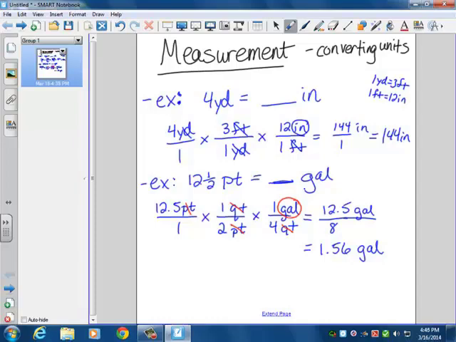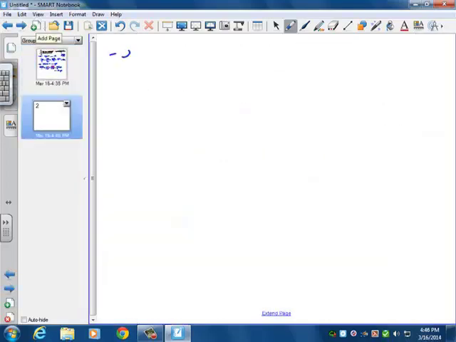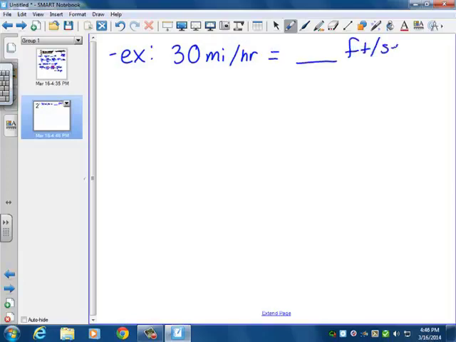Okay, so let's jump to one that's a little trickier. This one's going to be a little bit more involved. And now you're going to really see how the unity fractions can help out. Let's convert 30 miles per hour into feet per second.